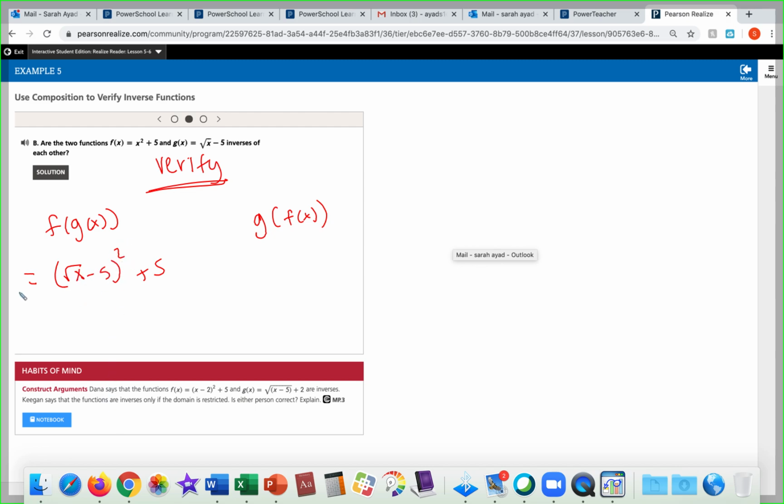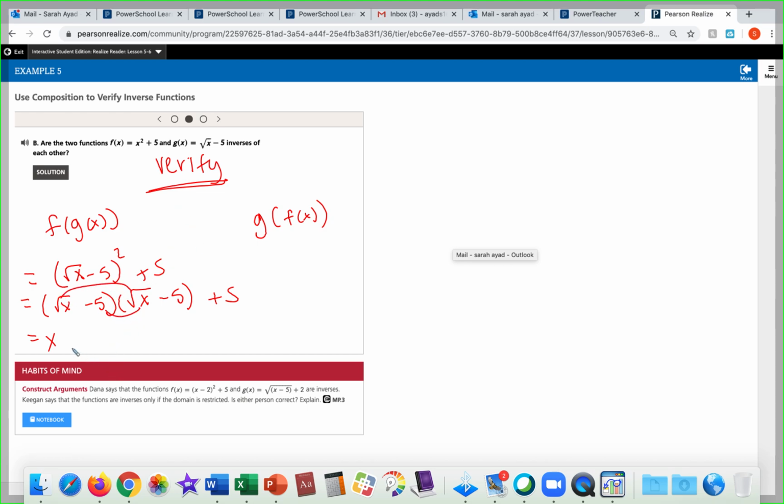Now, exponents come first, right? So I have to multiply this out first, which means I have to FOIL. I have to write it out twice and FOIL. That's the only way we could square a quantity of two things, right? So, square root of x times square root of x is square root of x squared, or just x.